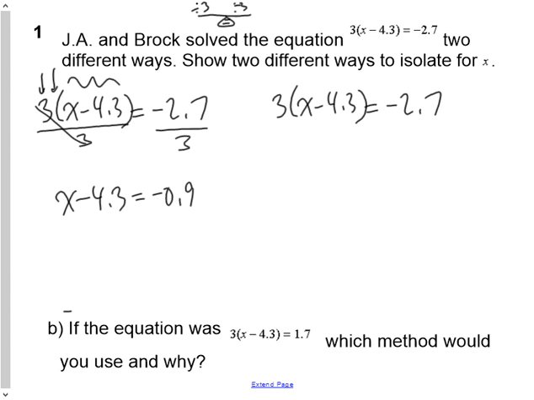So simply by dividing by 3, you end up with a one-step algebraic equation, which is fairly easy to solve, because you just have to get rid of the constant by adding 4.3 to both sides, and x will become 3.4. Is that right? Did I do that the right way? Austin, is that right? Okay.